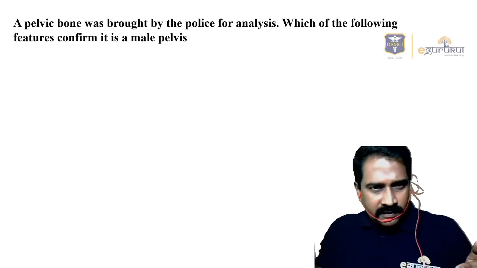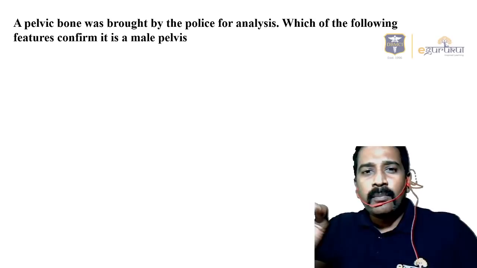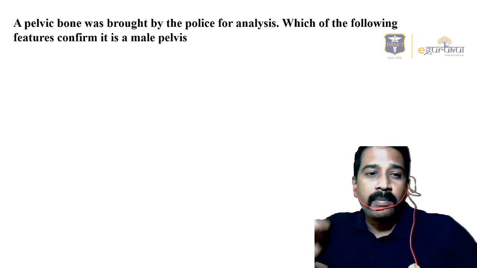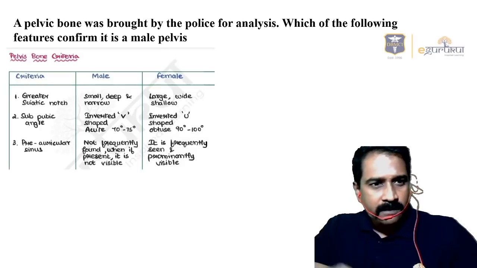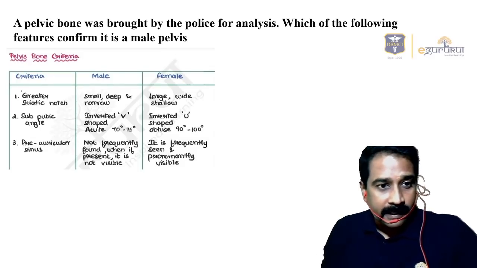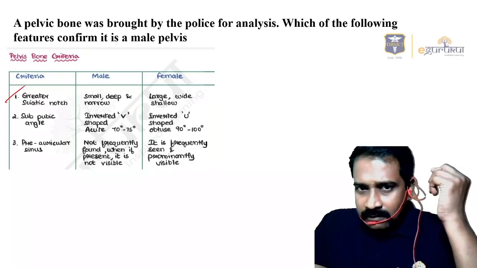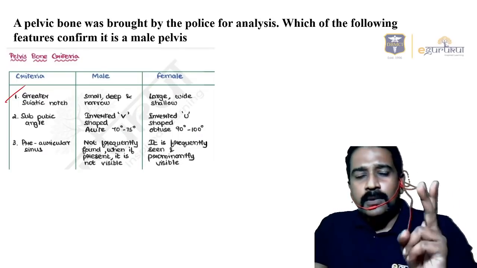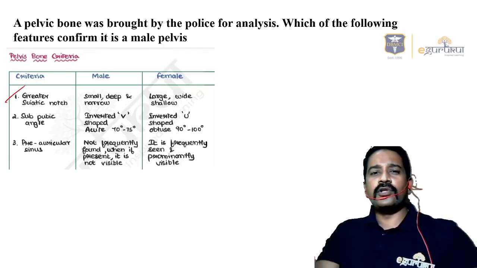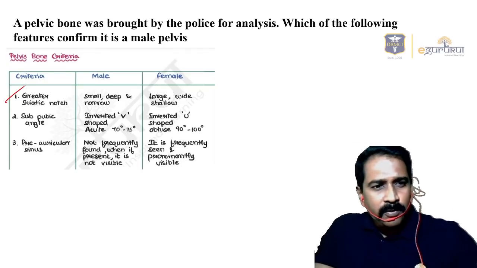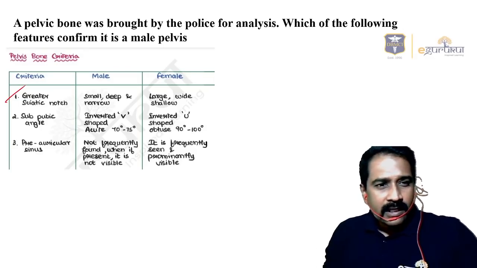I'm not going into those features; rather, I have given you the entire summary of the important features of a male pelvic bone, directly from the notes. What are the criteria? See, I always tell my students, when it comes to the pelvis, two clinching points say unequivocally that it belongs to a male: subpubic angle and greater sciatic notch. The rest are comparatively subjective.